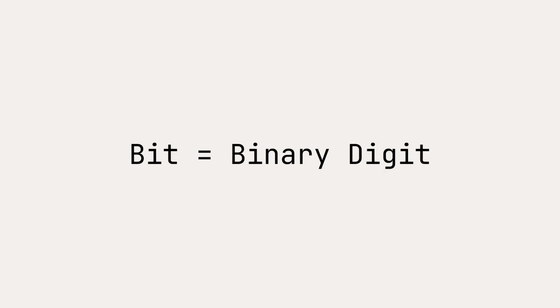9 is the last decimal symbol, so we reset the current digit back to 0 and add 1 to the next digit. It works the same way in binary, except we use just 2 symbols per bit, or binary digit. 0, 1, 10, 11. How can we represent negative numbers using this system?